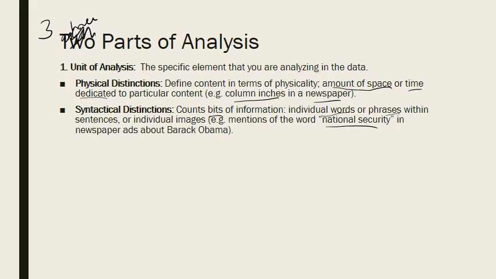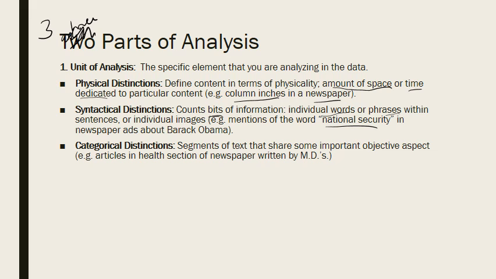So this would also be a good place, like maybe an interesting one would be how often does the word race come up in talks about Barack Obama, or maybe with Bernie Sanders, how often does his religion come up? So maybe Judaism, something like that. That would be a syntactical distinction because you're looking at bits of information, which are either individual words or phrases within sentences.